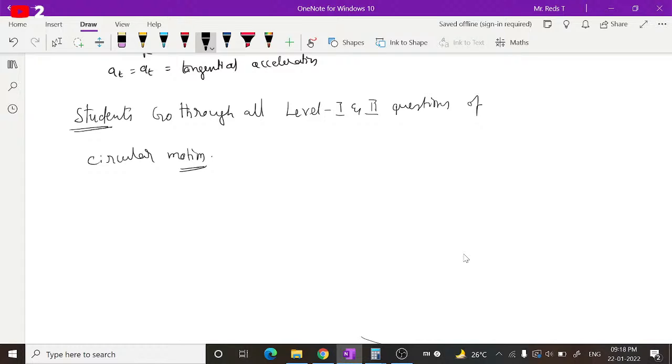So a few points, let me recollect, related to applications of circular motion. That is motion of a vehicle on circular path. There is a circular turning on roads also. Motion of a vehicle on a curved road.